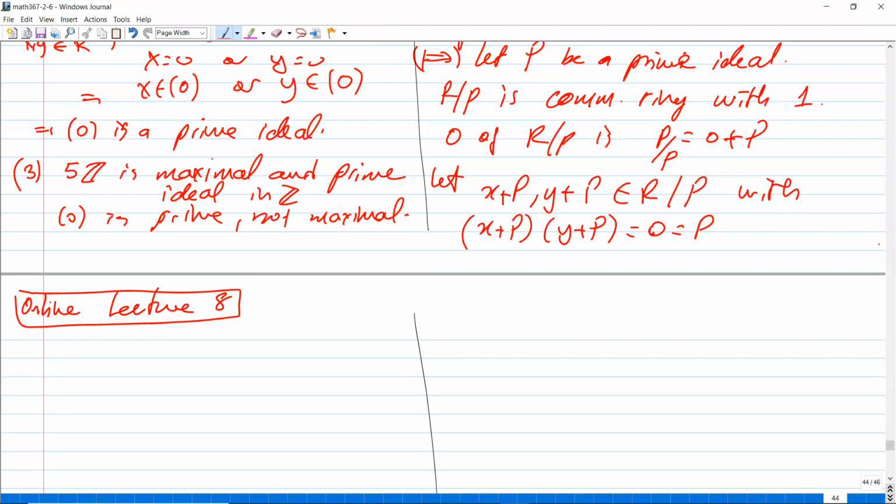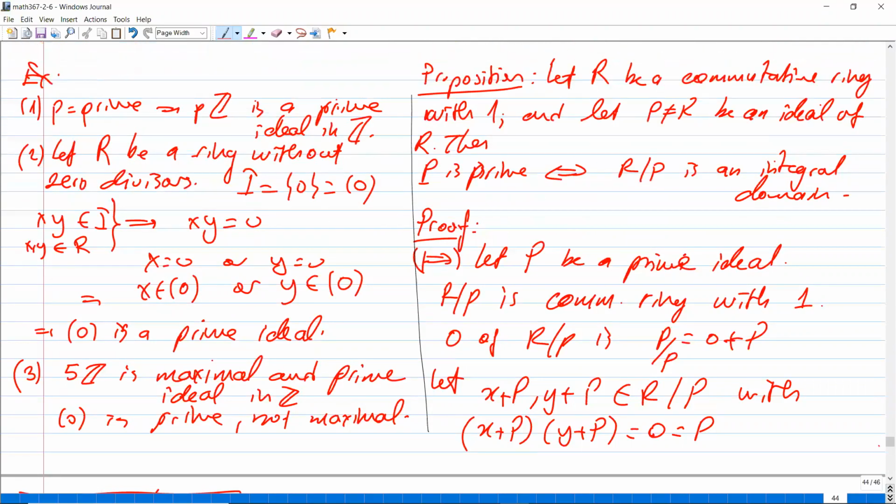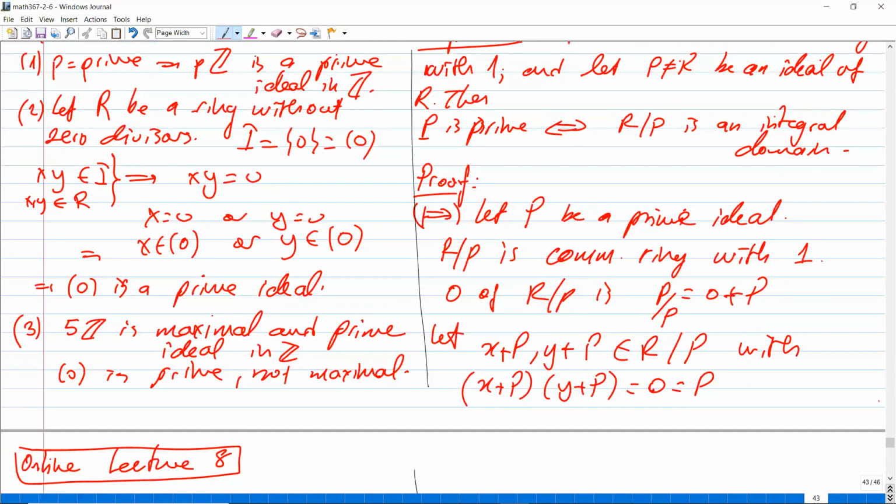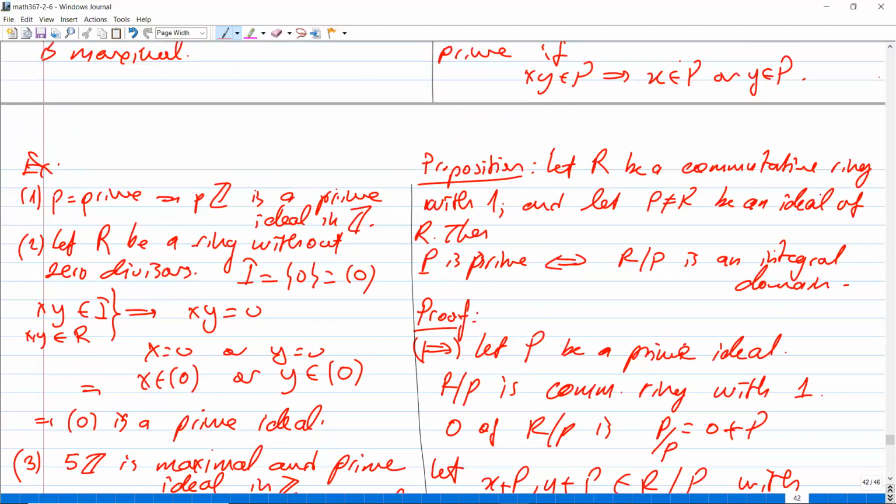Hi again. Today I will continue with the ideals. Remember, at the end of last lecture, we defined what a prime ideal is. What's a prime ideal? Let's recall.